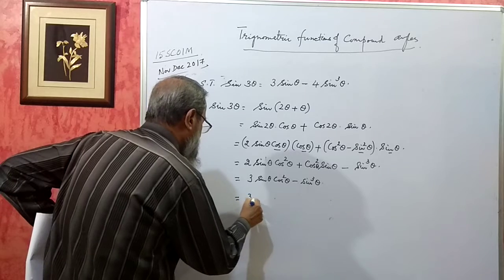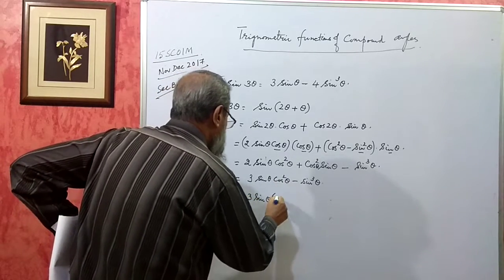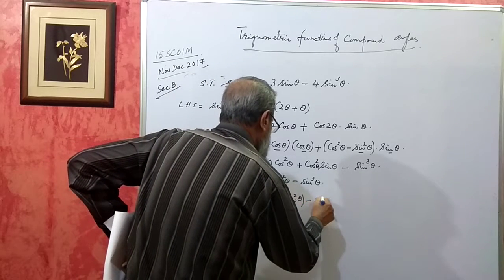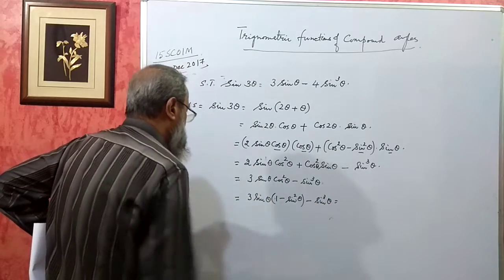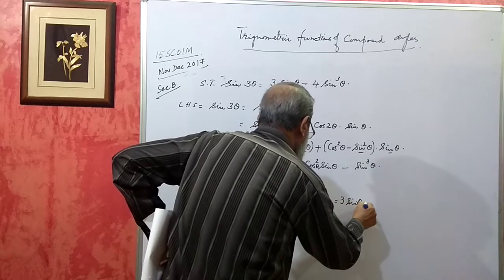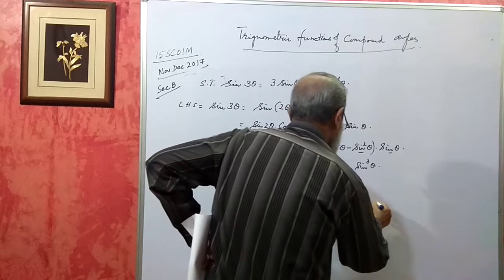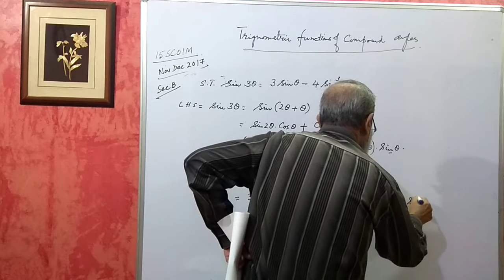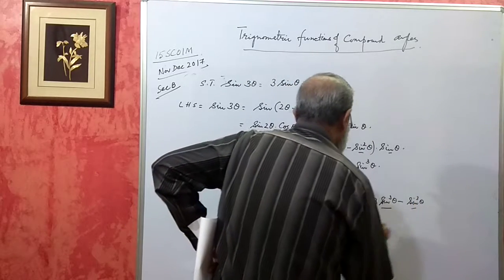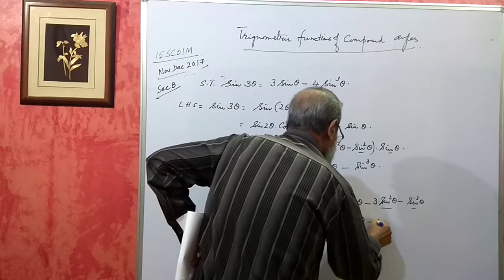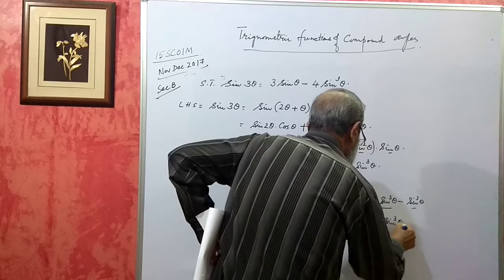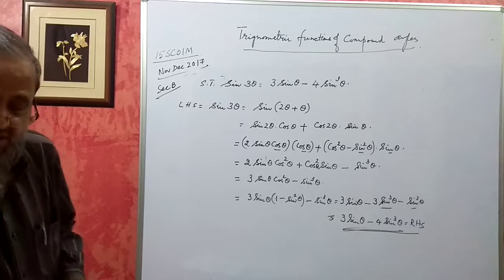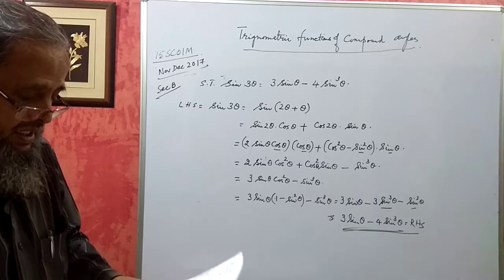Now 3 sin theta will be as it is. Cos square theta can be written as 1 minus sin square theta, minus sin cube theta. This will be equal to 3 sin theta into 1, that will be 3 sin theta only, minus 3 sin theta into sin square theta, it becomes 3 sin cube theta, minus sin cube theta. These two can be added, so this will be 3 sin theta minus 4 sin cube theta. So this is the right hand side. We have proved that left hand side is equal to right hand side. This problem carries 5 marks.